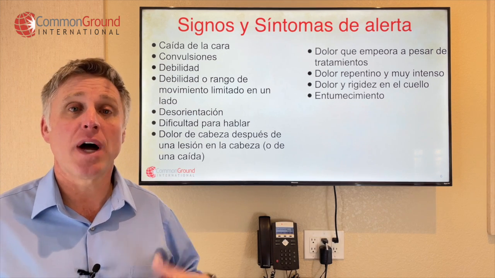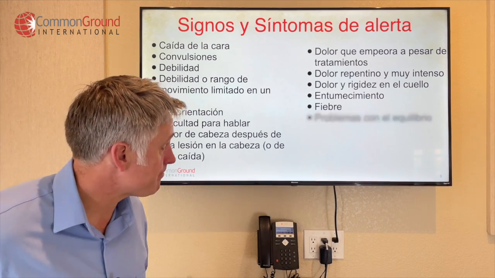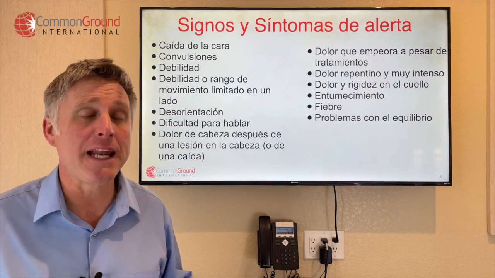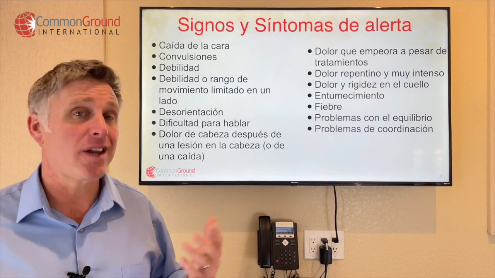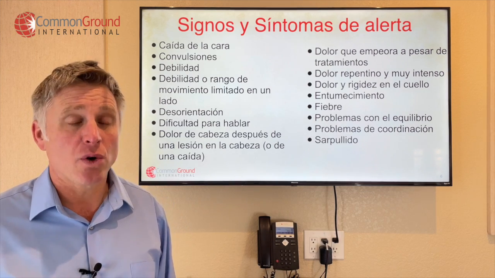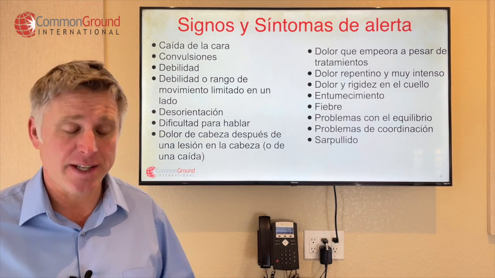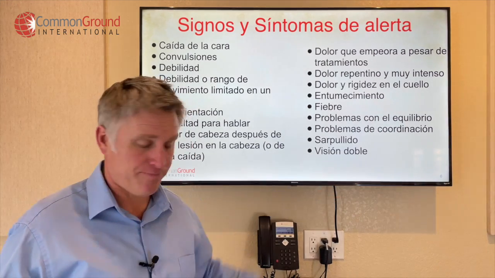Entumecimiento, so numbness, feelings of numbness. Fiebre, fever. Problemas con el equilibrio, problems with balance. Problemas de coordinación, so problems with coordination. Sarpullido, like a rash or hives, hivey type rash. Visión doble, double vision. Okay.